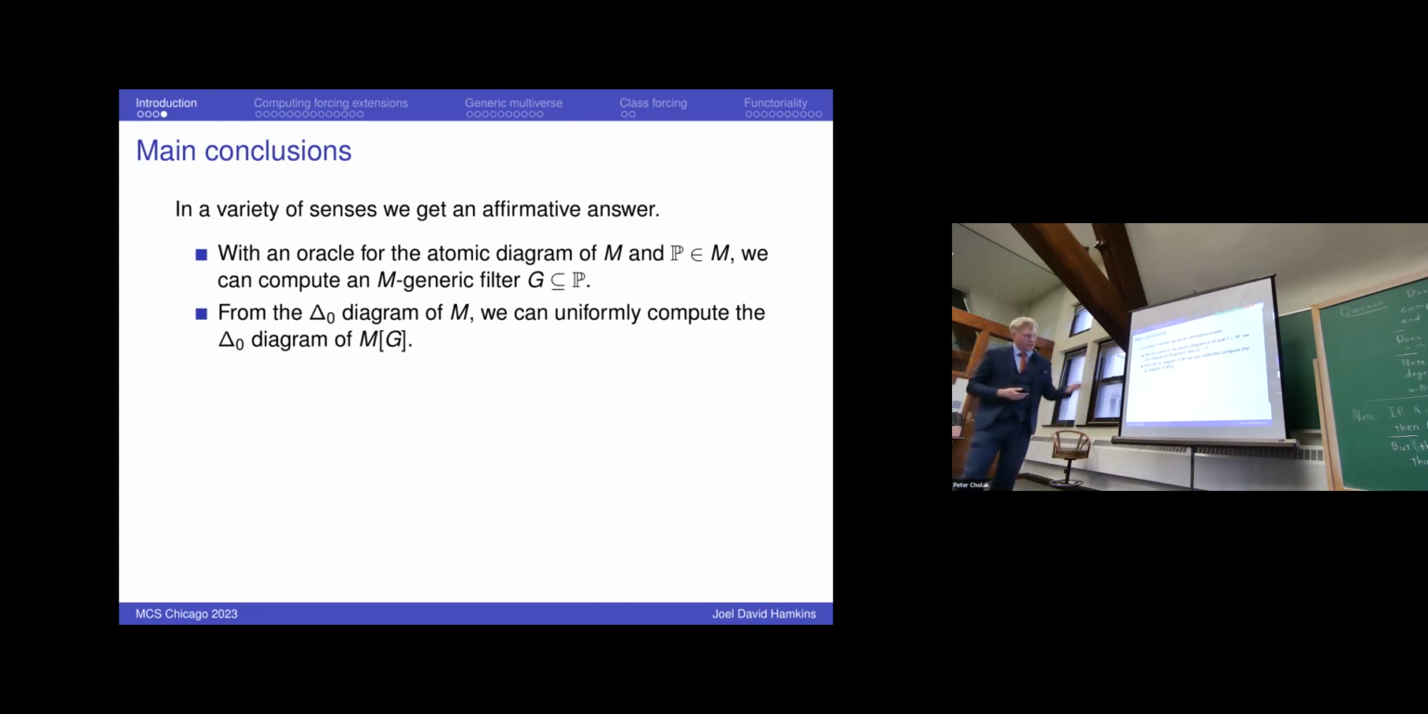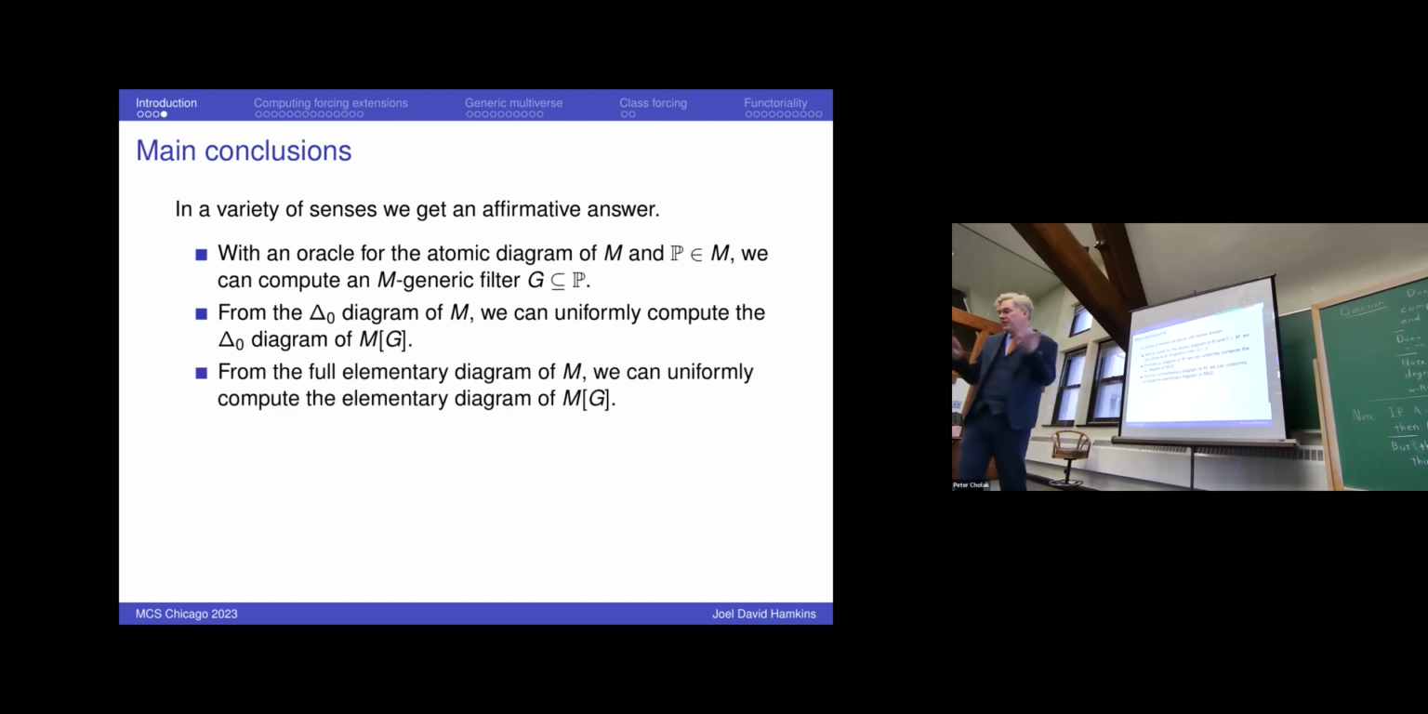If I have the delta zero diagram of the model of set theory, then I can uniformly compute the delta zero diagram of the forcing extension that arises from the generic filter that we built in the first part. And if I have the full diagram of the ground model M, then I can uniformly compute the full diagram of the forcing extension that arises.